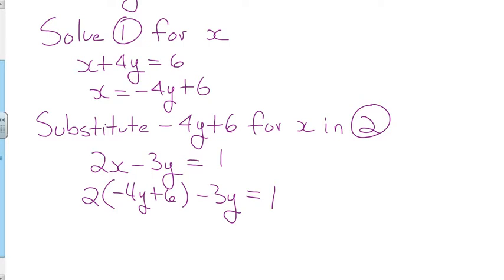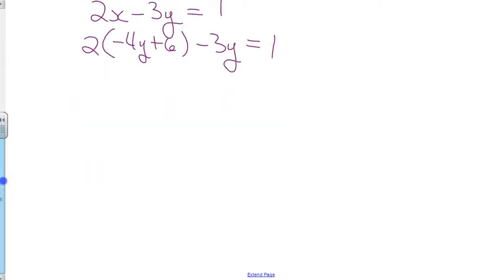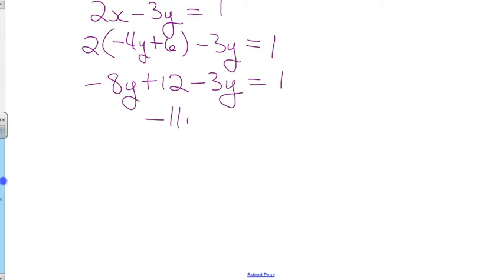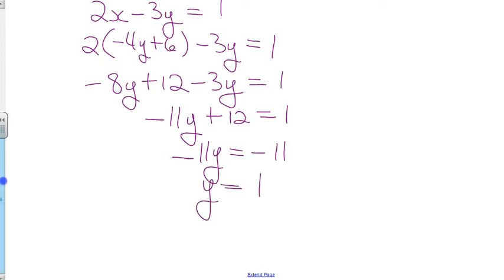Okay, so far so good? Right, we just substituted for x, because x and negative 4y plus 6 are the same thing. That's what the equal sign says. Okay, negative 8y plus 12 minus 3y equals 1. Negative 11y plus 12 equals 1. Negative 11y equals negative 11. y equals 1. You don't need to do all of that, right?